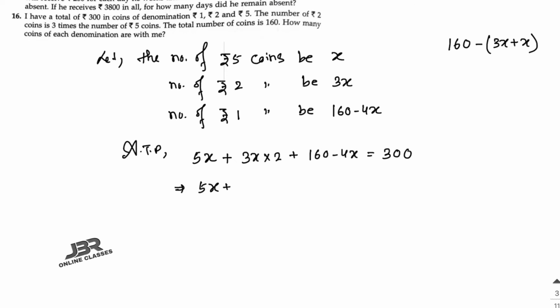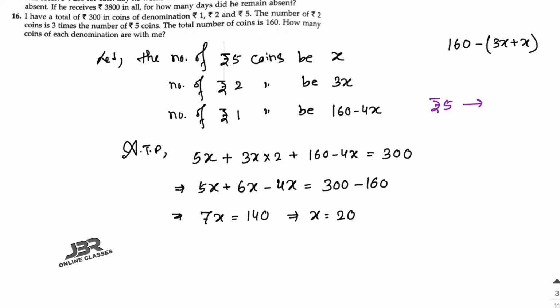So that means 5x plus 6x minus 4x equals 300 minus 160. So 5 plus 6 is 11, minus 4, that equals 7x. 7x equals 140, so x equals 20. As x equals 20, the number of rupees 5 coins is 20. The number of rupees 2 coins equals 60. And the number of rupees 1 coins: 60 and 20 is 80, so 160 minus 80 equals 80 as your final answer.